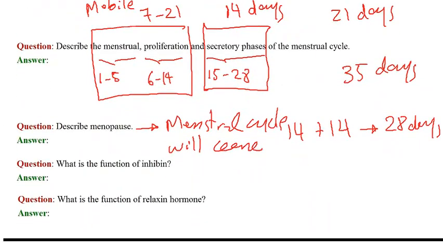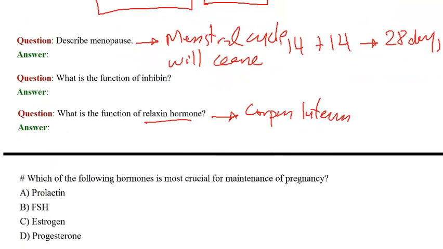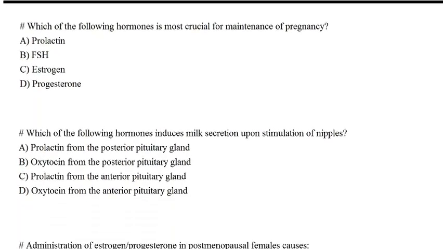And then the next question is, what is the function of relaxin hormone? So basically, this hormone is secreted by the corpus luteum, and its function is to facilitate cervical softening, and that is in anticipation of parturition. All right, so relaxin will cause cervical softening, basically relaxation of the cervix, and that is being done in anticipation of parturition.